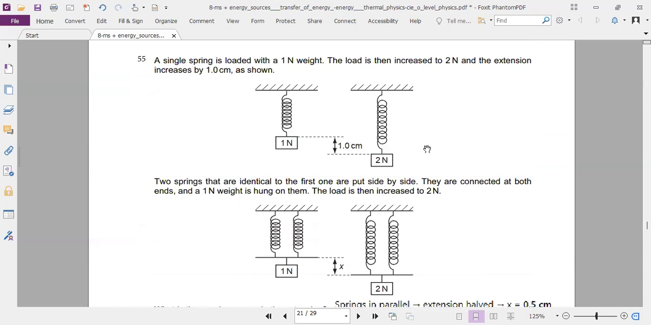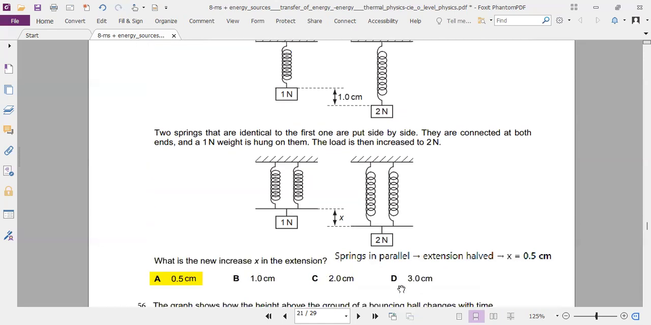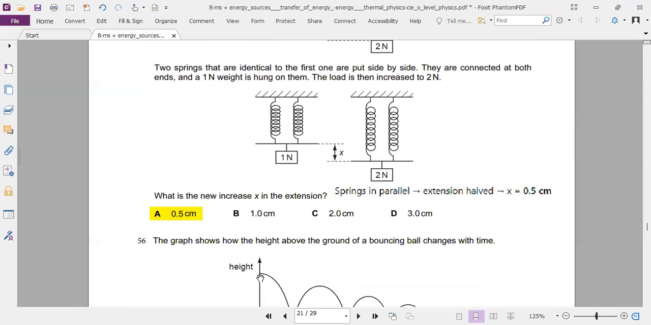This is a tricky question. Adding a 1 Newton load gives 1 centimeter extension. If we have the same thing with 2 springs, the load will be divided equally. So 1 Newton load will give 0.5. Another 1 Newton will give 0.5 with the 2 springs. When springs are in parallel, the extension is halved. Remember this step.